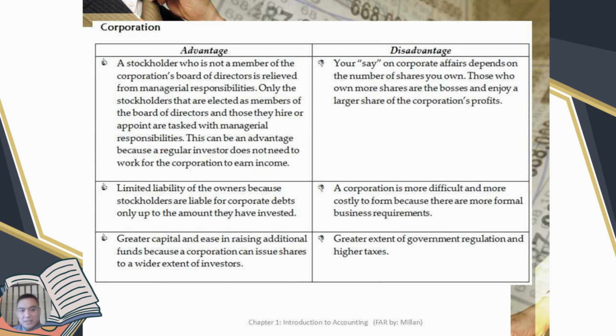For the corporation, these are the different advantages. Number one, a stockholder who is not a member of the corporation board of directors is relieved from managerial responsibilities. Only the stockholders that are elected as members of the board of directors and those they hire or appoint are tasked with managerial responsibilities. This can be an advantage because a regular investor does not need to work for the corporation to earn income.